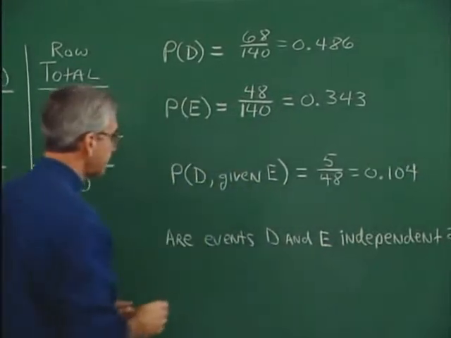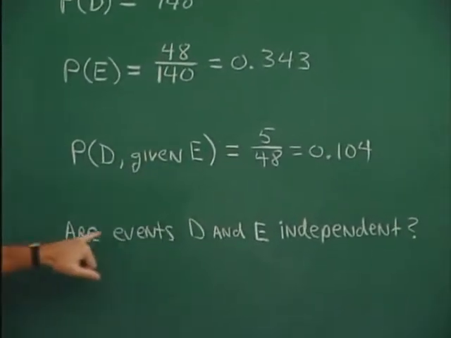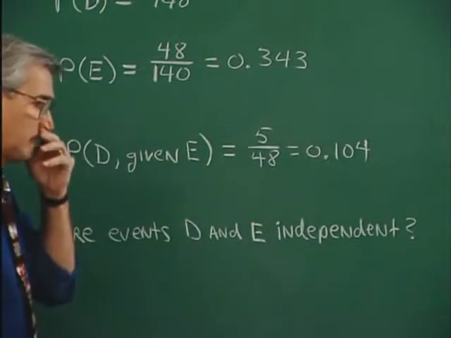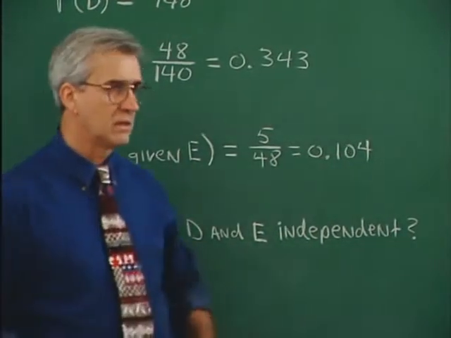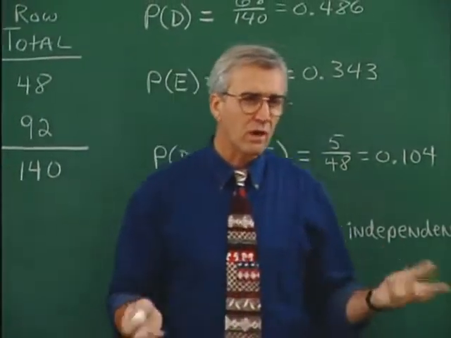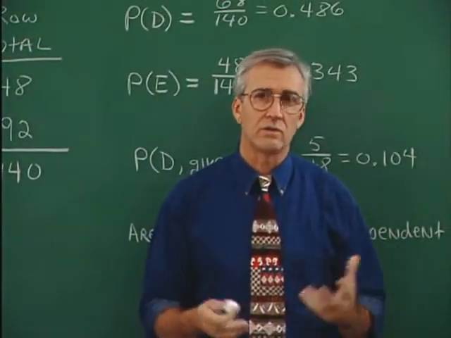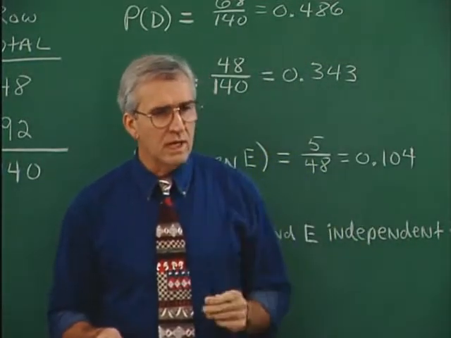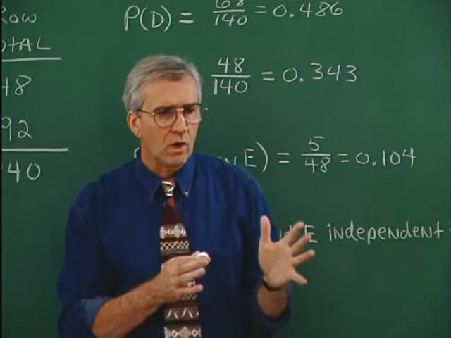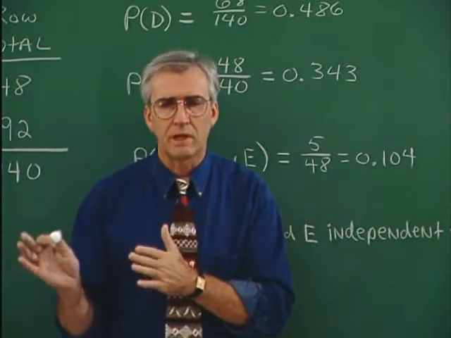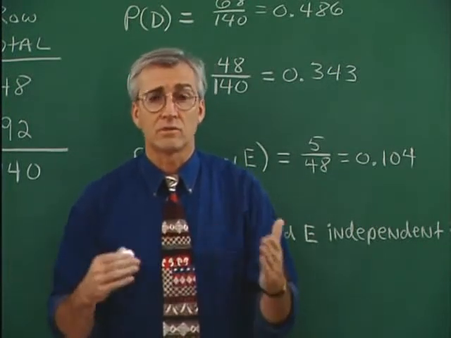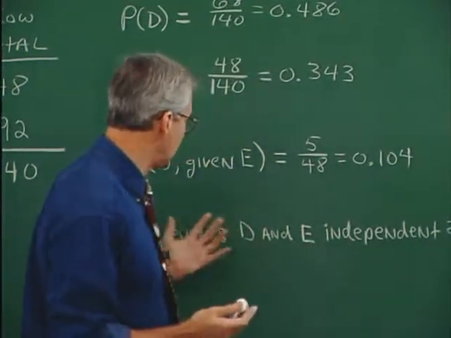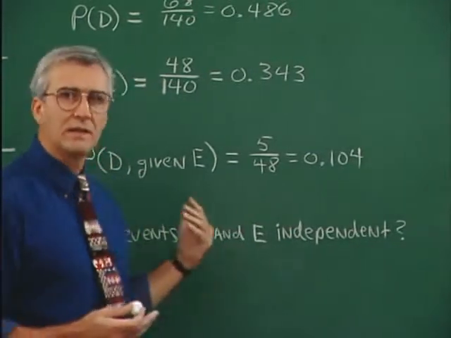Now, are events D and E, Democrat and executive, independent? When we talked about independent events earlier, we were talking about such things as drawing cards and rolling dice. We were asking whether the outcome of one has anything to do with the probability of the outcome of the other. That was sort of the acid test. Well, we can't quite put our finger on how that applies here, can we?